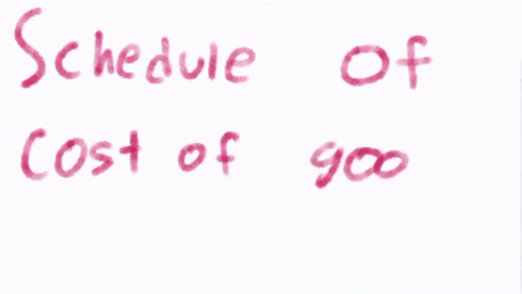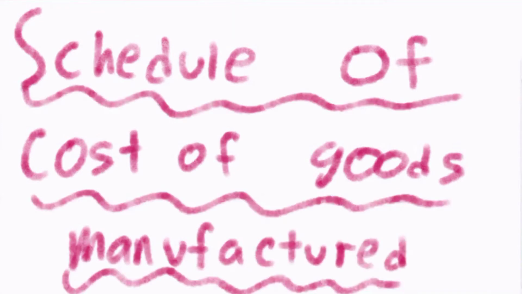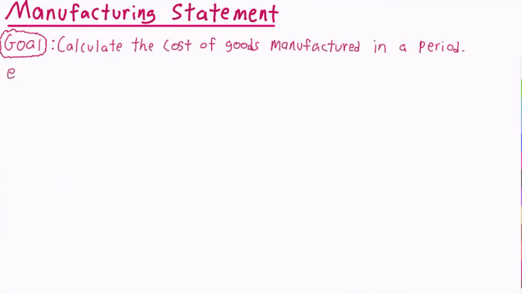In this video, we will discuss a new statement called the Schedule of Cost of Goods Manufactured, also known as the manufacturing statement. The idea behind the manufacturing statement is very simple. We want to determine the cost of goods manufactured for a particular period. For example, if the only product a company made was chairs, the manufacturing statement would answer the question, what is the total cost of the chairs that were finished in this period?